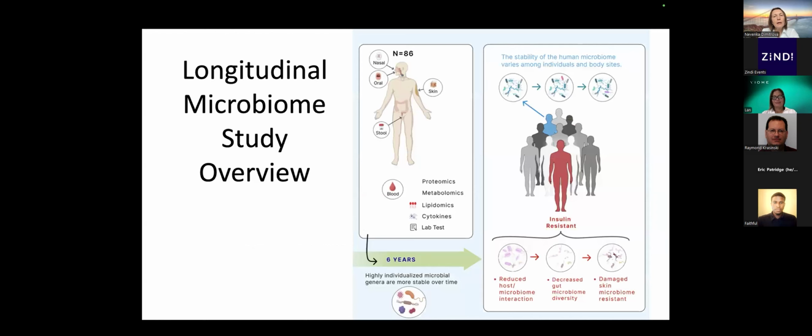So that's the high-level view. If we just visualize 86 participants, 4 body sites, the important thing is that we have multi-omics data. We have proteomics data, with the Luminex assay for the cytokine data, metabolomics, lipidomics, as well as microbiome data. Now, what's important is that they were able to predict insulin-sensitive versus insulin-resistant individuals, and they were able to follow this reduced host-microbiome interaction to the decreased gut microbiome diversity, and then that meant a damaged skin microbiome and also a resistance to insulin.